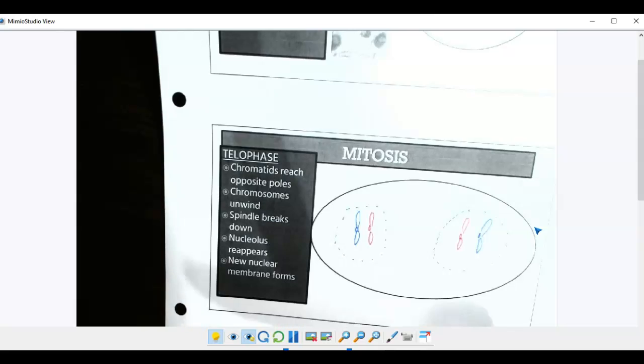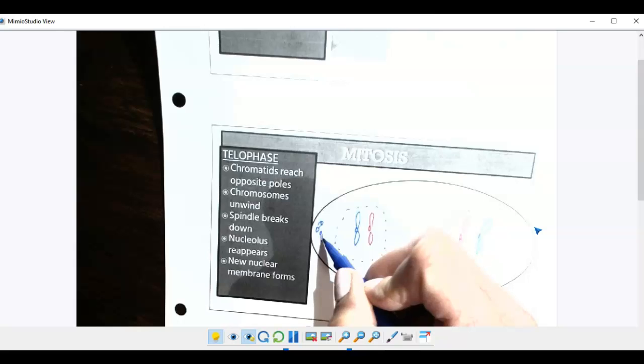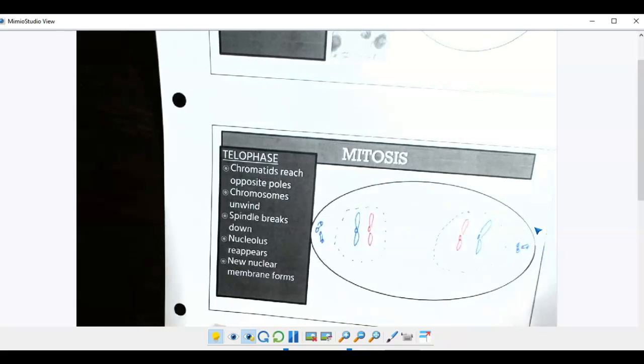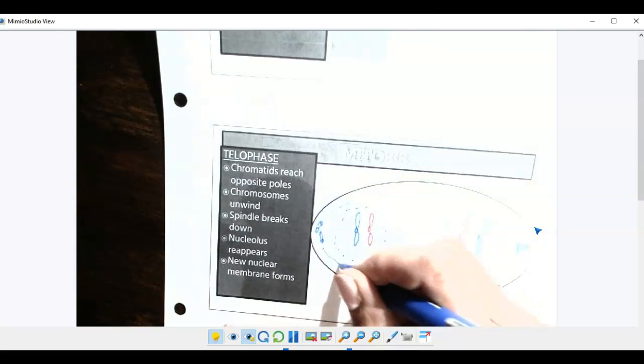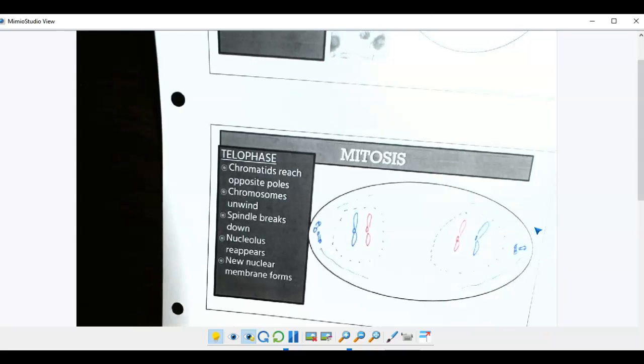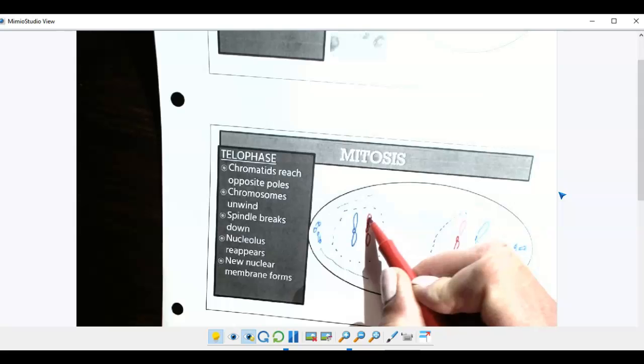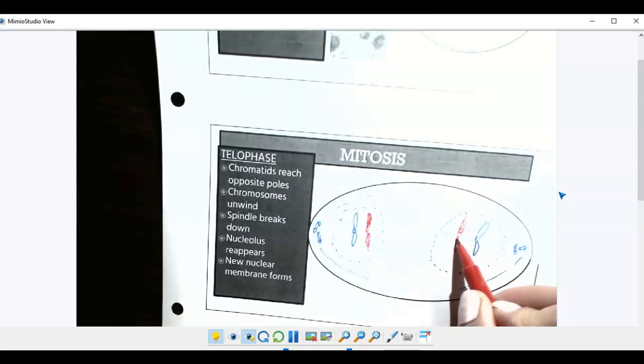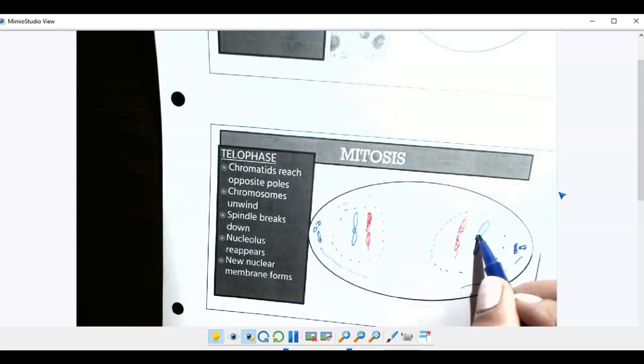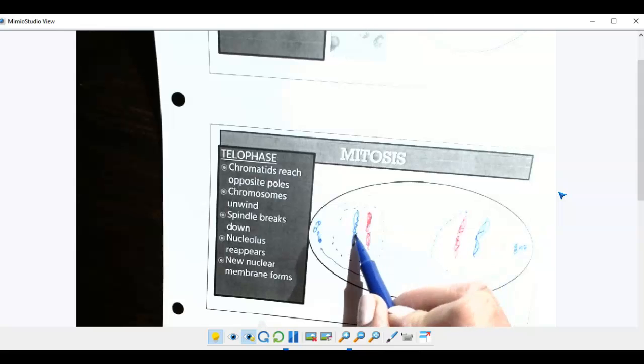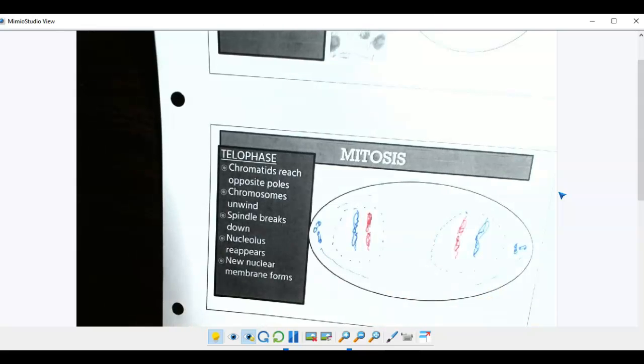The spindle fibers start to break down. I'm going to put my centrioles back over here. My spindle fibers I am going to just make really light. Okay. Chromatids reach opposite poles. Chromosomes start to unwind. So I'm actually going to make my chromosomes a little kind of wiry looking, not so thick. So they're starting to unwind. Okay, let's make our nucleolus. Oh, that's okay. That'll work.